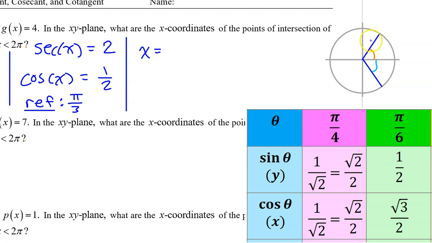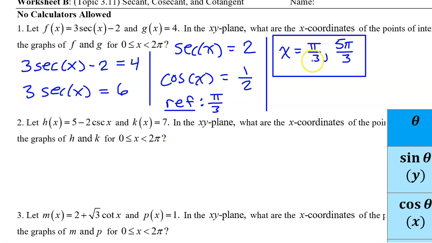In the first quadrant, the angle with a reference angle of pi over 3 is pi over 3 itself. But what about in the fourth quadrant? Well, pi is right here, and looking at the reference angle, we can think of this as 3 pi over 3. Doubling this, we can think of 2 pi as 6 pi over 3. Therefore, this angle is pi over 3 less than 6 pi over 3, which is 5 pi over 3. And these are the x-coordinates of the 2 intersection points.